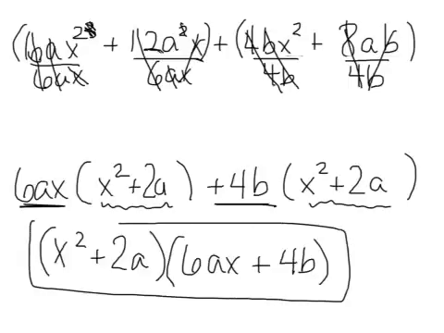I want you to notice, though, that my final answer is two factors multiplied together. Notice right here I don't have a plus or a minus sign. I have this one factor, a binomial, times this other factor, a second binomial. Make sure that you don't have a sign, a plus or minus sign, written between your two factors in your final answer.